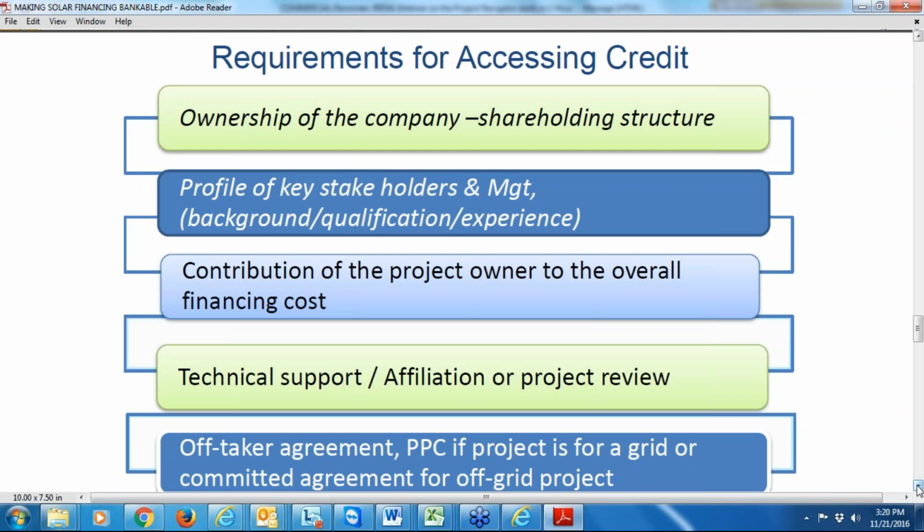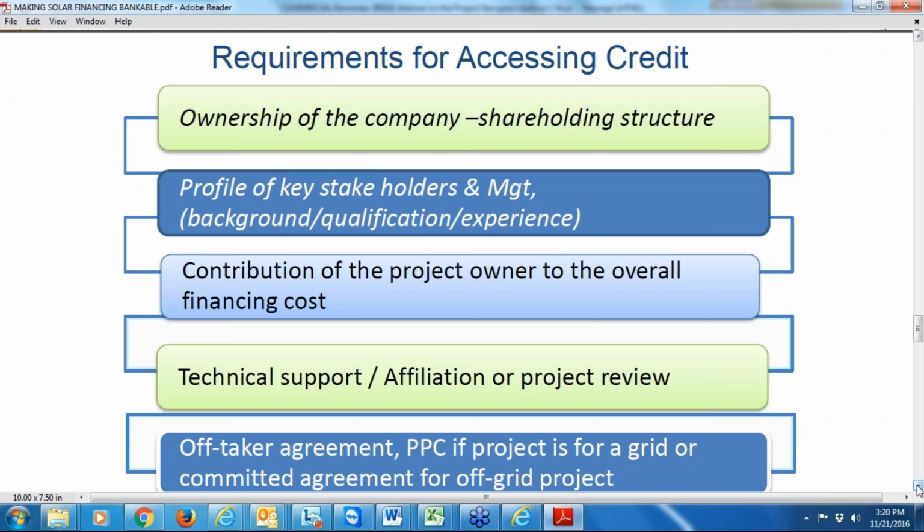To make your project successful and to get a funding assurance from the bank, you must have your own skin in the game. If you don't have your skin in the game, it will be difficult for a bank to shoulder the responsibility of financing your project by 100%.